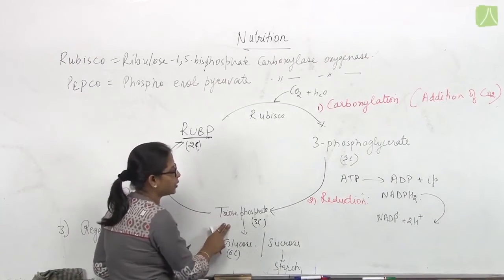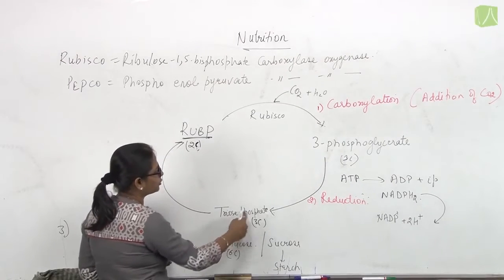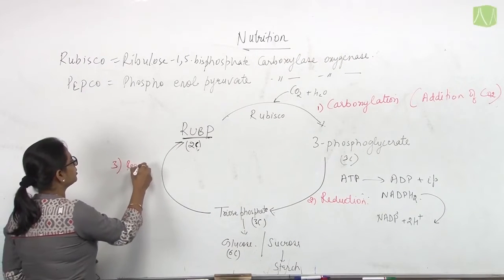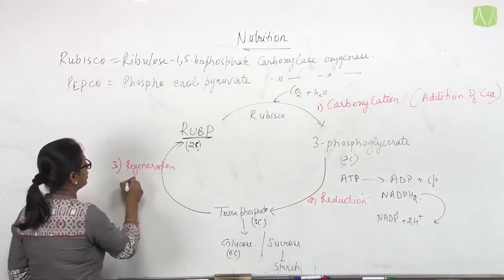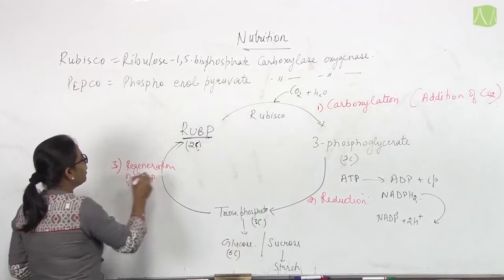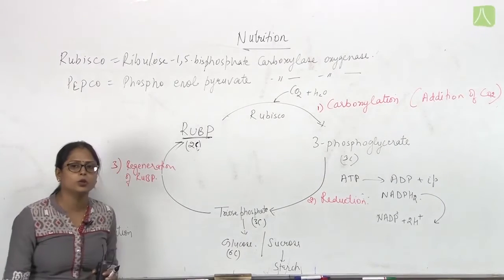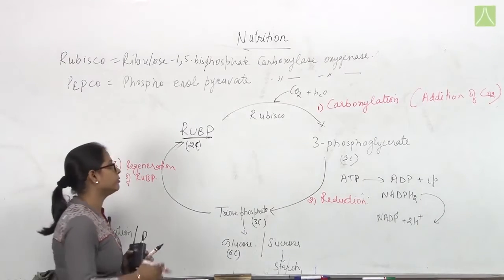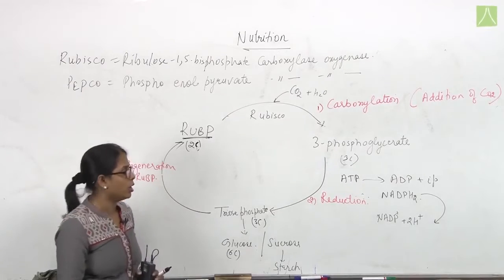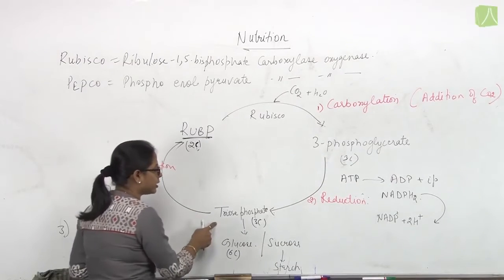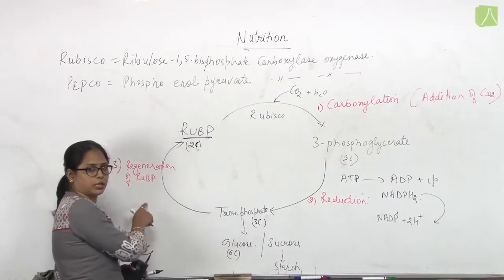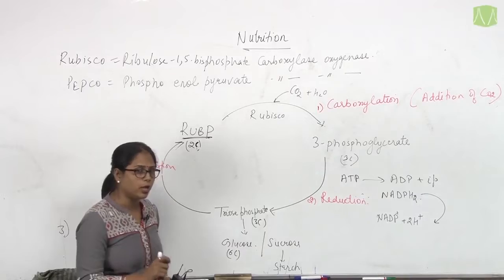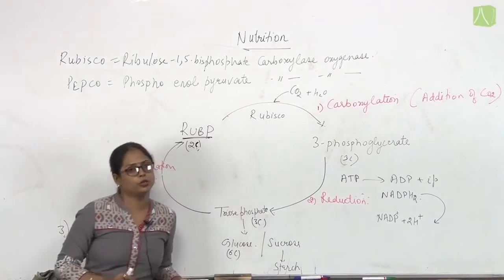But this triose phosphate is a 3 carbon compound, and out of these 3 carbons, 2 carbons are again utilized to form RuBP. So that is the 3rd step, that is regeneration of RuBP. It is very important to regenerate this particular compound, because it is the CO2 acceptor. That is why it is very important to regenerate it. Now in regeneration, since 2 of the 3 carbons are being utilized, one cycle contributes only 1 carbon to the formation of glucose.